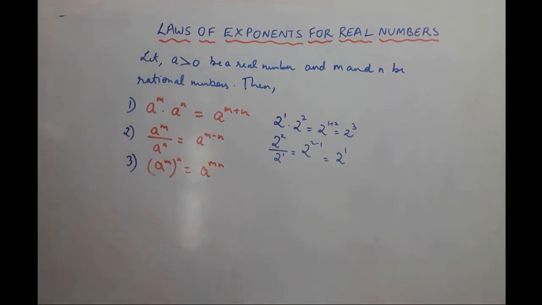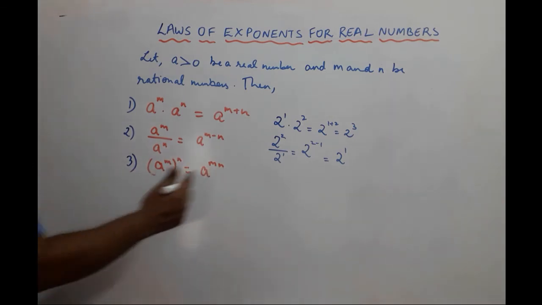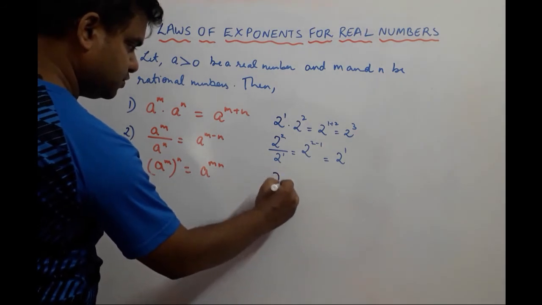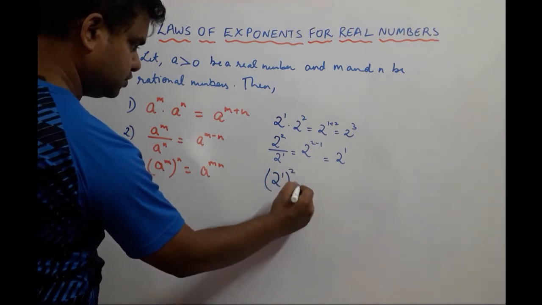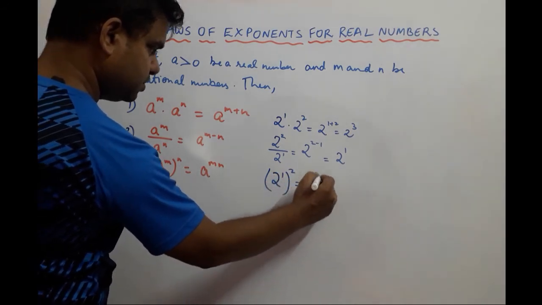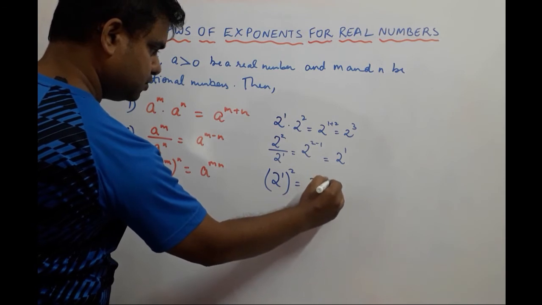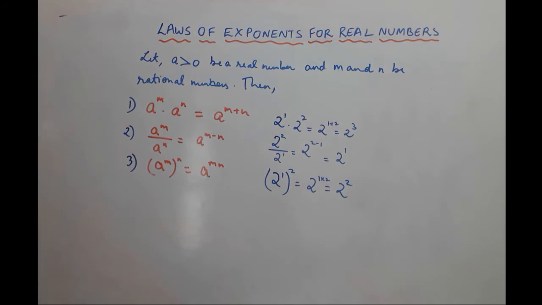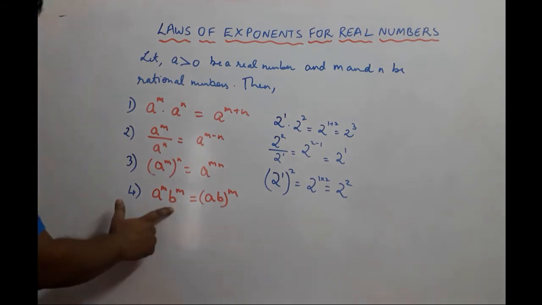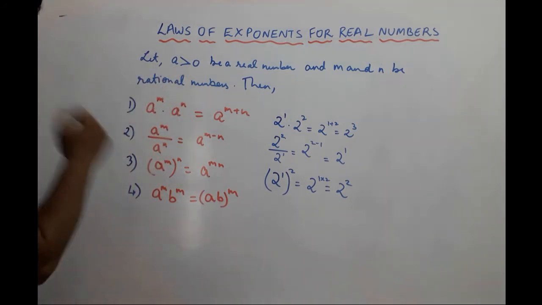So if we take an example in this case, then it will look something like this. 2 raised to 1, whole thing raised to 2, and in this case it will become 2 raised to 1 into 2, that becomes 2 raised to 2. So the powers get multiplied in this case. Next, in this one there are two bases, a and b. Okay, and similarly b should not be equal to 0, it should be greater than 0.